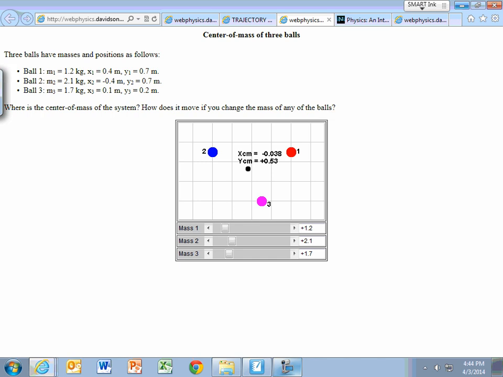And looking at this, again, if I adjust the mass of the different spheres, if mass 1 is 0, then the center of mass lies along this line connecting masses 2 and 3. If mass 2 is also 0, then the center of mass is right in the center of mass 3. It's at its location.